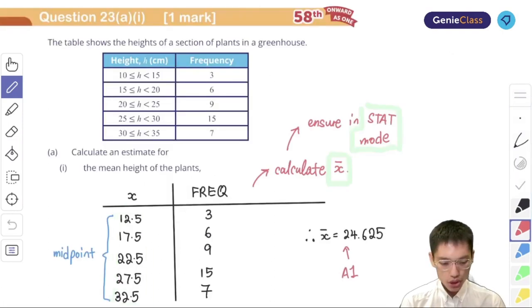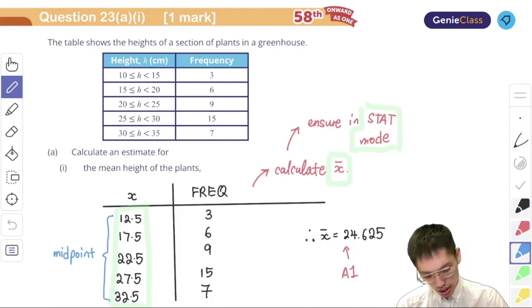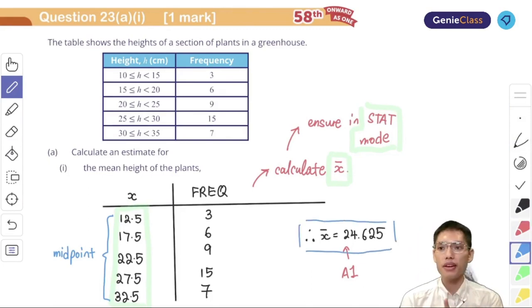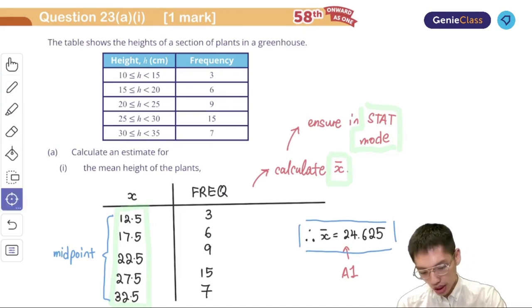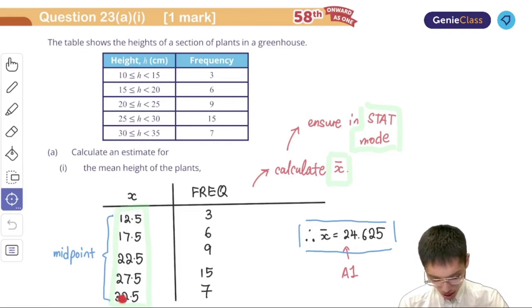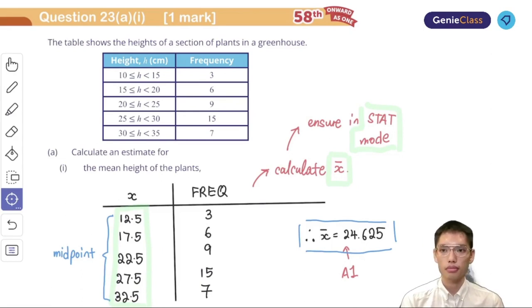Now back to this question over here. The only thing you have to show is this particular x bar. But be very careful when you key in. Don't key in the endpoint at the left. Don't key in the endpoint on the right. We key in the midpoint. I repeat again, midpoint.